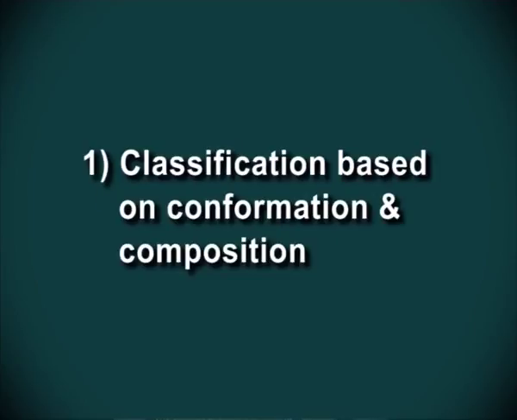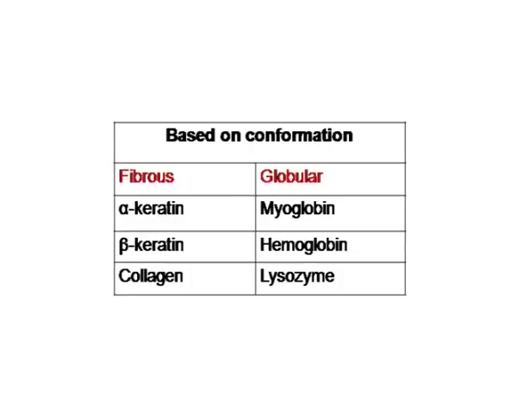The next subtopic is on classification of proteins. Classification of proteins is based on conformation and composition. Proteins are divided into three major classes on the basis of their composition as simple, conjugated and derived proteins, and the table is as shown on the screen. Based on conformation, they are divided into fibrous and globular. Fibrous proteins include alpha keratin, beta keratin and collagen. The examples under globular proteins are myoglobin, hemoglobin and lysozyme.